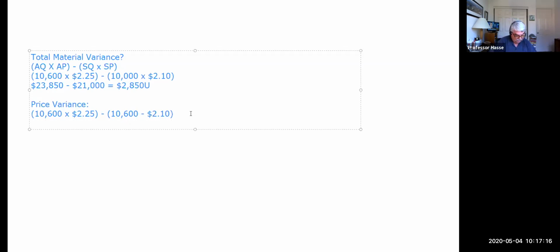Thus, we get $23,850 minus $22,260. Our price was off $1,590 unfavorable. In other words, we paid 15 cents more than we planned. That 15 cents times the 10,600 units we actually used gave us a price variance of $1,590 unfavorable.